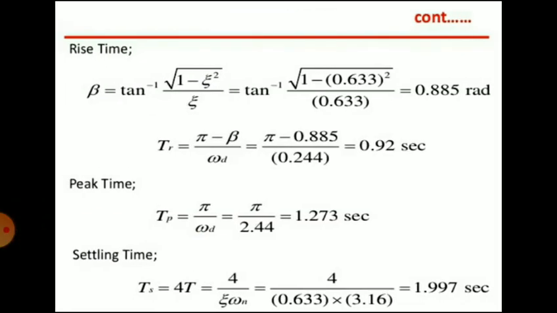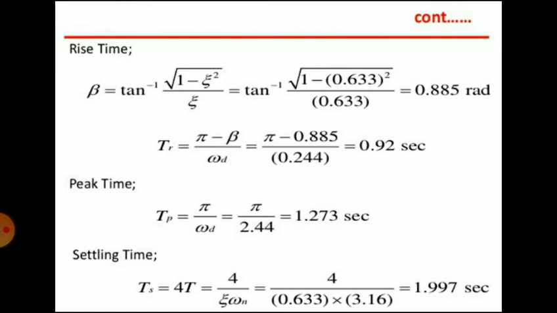Then rise time. To find out the rise time, the formula is Tr equal to (pi minus beta) upon omega d. So first of all, we have to find out the beta. The formula for beta is beta equal to tan inverse of under root 1 minus zeta square upon zeta. This is the formula to calculate beta. So the value of beta that you will get is 0.885 radians.